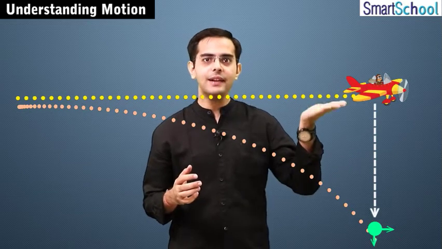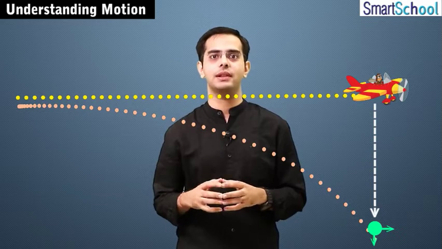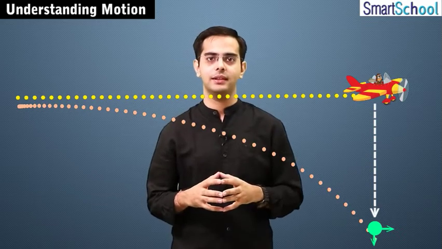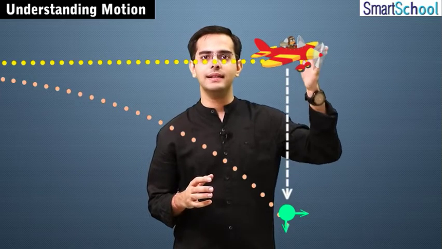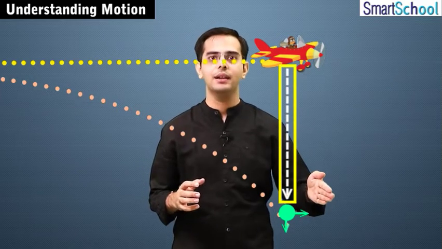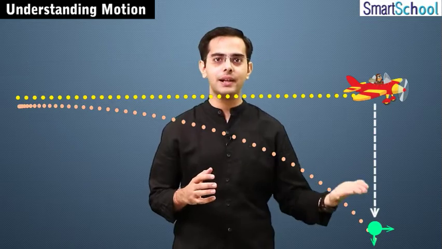Now let's take another example. When a body is dropped from a moving aeroplane, how does its path differ with respect to the pilot and with respect to the person on the ground? The path of the same body which is thrown from the aircraft. The path of the body with respect to the pilot is a straight line, while the path of the body with respect to a person there on the ground is a parabola.